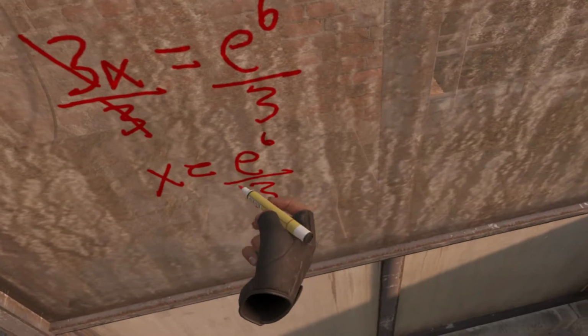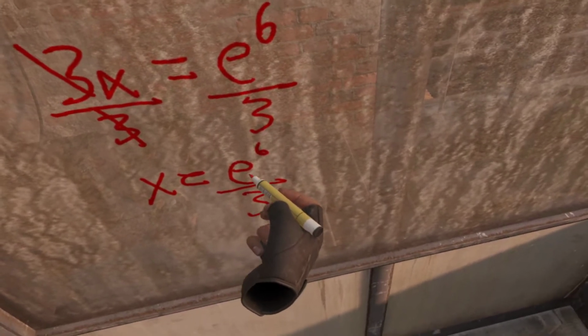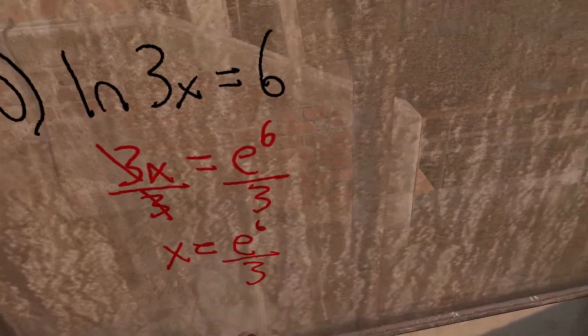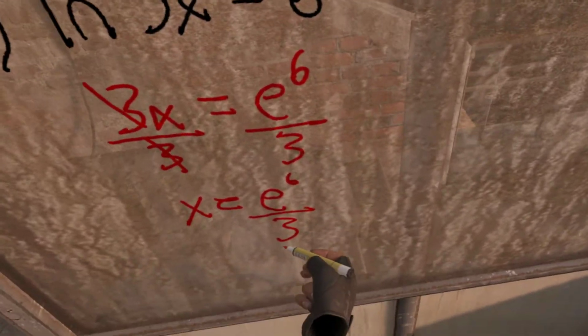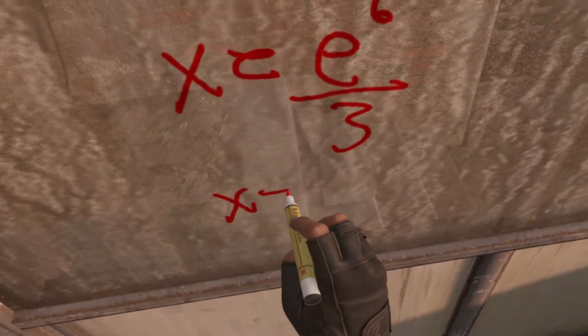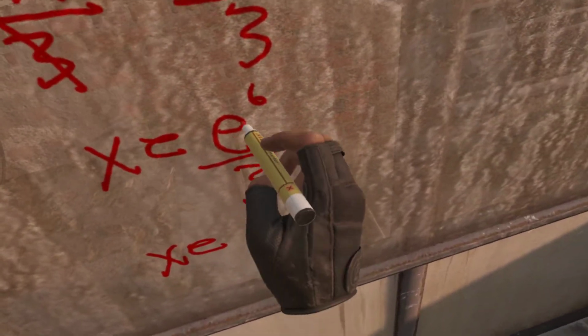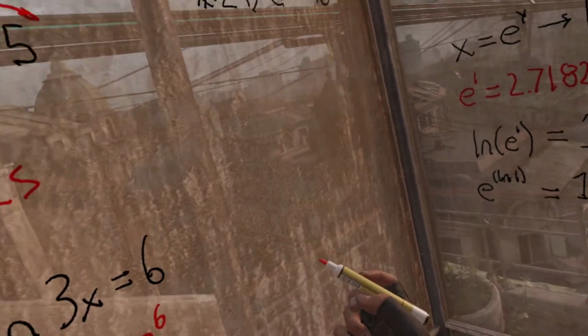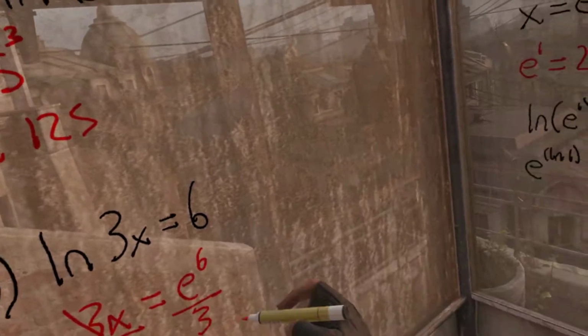You can simply take your calculator, go e to the 6 in your calculator, hit enter, find out what that is. Find out what e to the 6 is in your calculator, then divide by 3, and then I want you to write your answer. So x equals, and do e to the 6 divided by 3. I don't know what that is off the top of my head. You're just going to put the answer there from your calculator. Obviously, maybe round it to the thousandth or something. Don't write the whole decimal. Round it off a little bit.